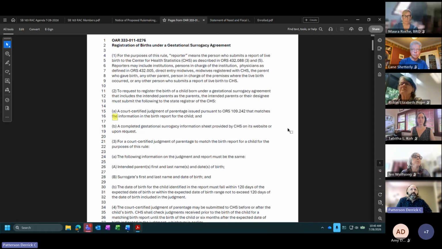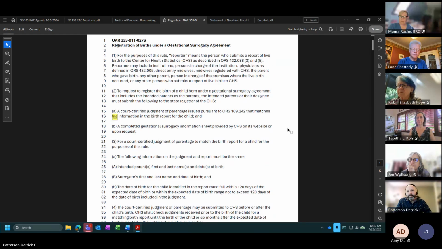Section 1. For the purposes of this rule, reporter means the person who submits a report of live birth to the Center for Health Statistics, CHS, as described in ORS 432.088.3 and 5. Reporters may include institutions, persons in charge of the institution, physicians as defined in ORS 432.005, direct entry midwives, midwives registered with CHS, the parent who gave birth, any other parent, person in charge of the premises where the live birth occurred, or any other person who submits a report of live birth to CHS. Any feedback on that section?